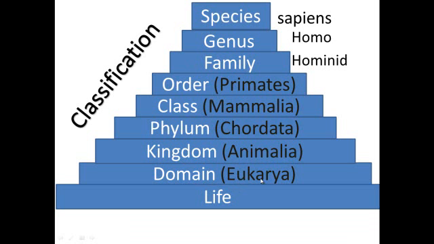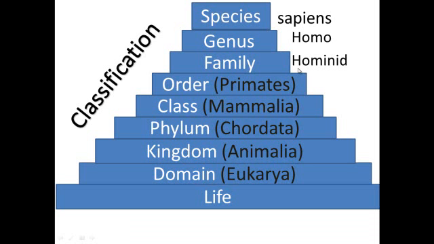We are in the domain Eukarya, kingdom Animalia. Phylum Chordata, because you have a spinal cord, and actually a notochord. You are in the class Mammalia, the order Primates, family Hominidae, genus Homo, species sapiens. So you are Homo sapiens. Okay, that's our classification system, but that doesn't demonstrate how we're related to everything else.